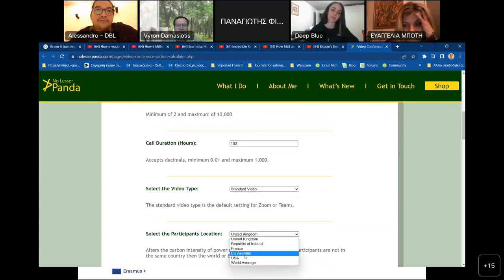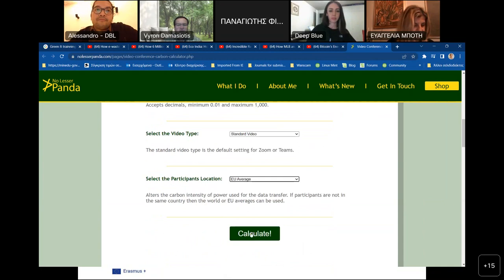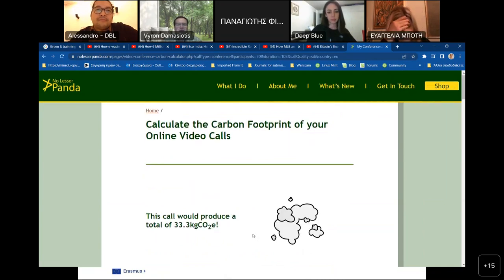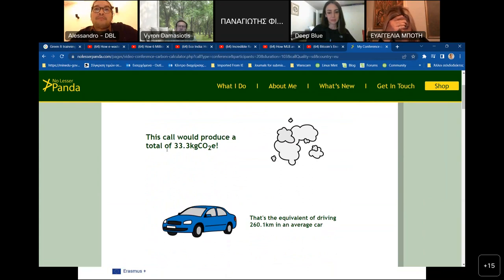And we are an EU average, not a specific country. So let's make a quick calculation. We produced 33.3 kilograms of carbon dioxide, which is equivalent of driving 260 kilometers in an average car. I don't know the algorithm behind this, but I think they have some standards to do these estimates. So it's a good example of the hidden pollution of the internet and of our digital world.